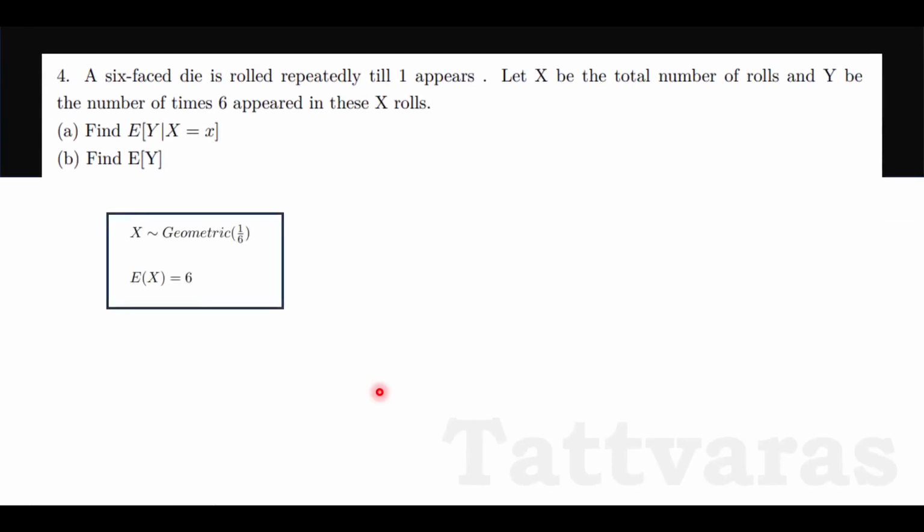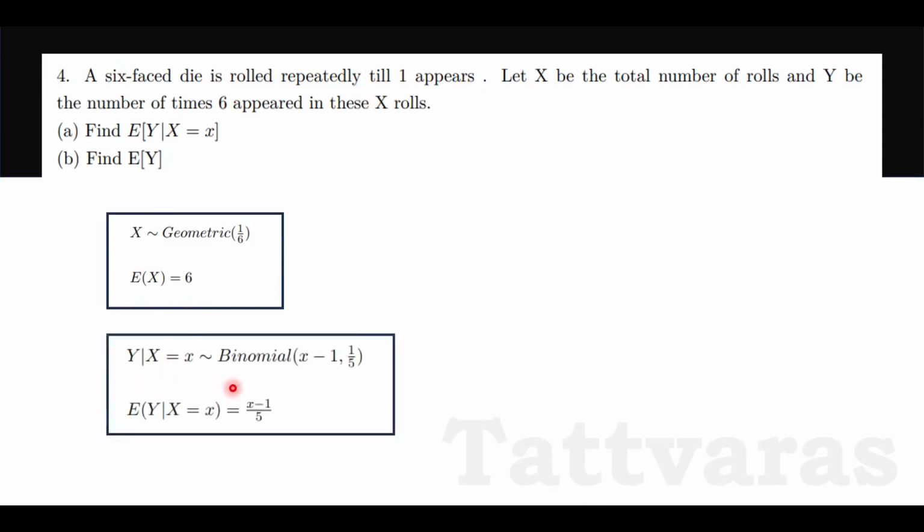So any similarity with geometric and binomial? Yes, definitely, because X follows a geometric 1 by 6. Why? Because X denotes the total number of tosses required to get the first one. And the probability of 1 appearing is 1 by 6. So expectation of X is 6.